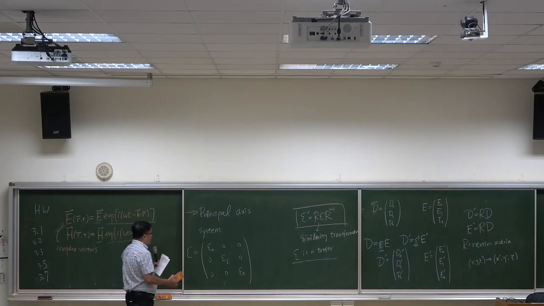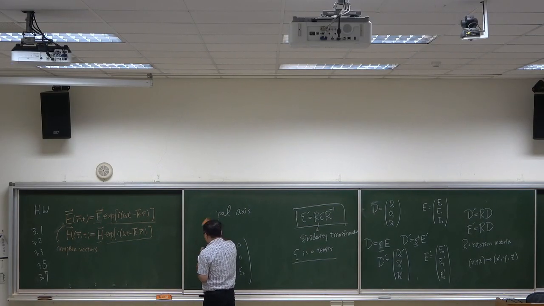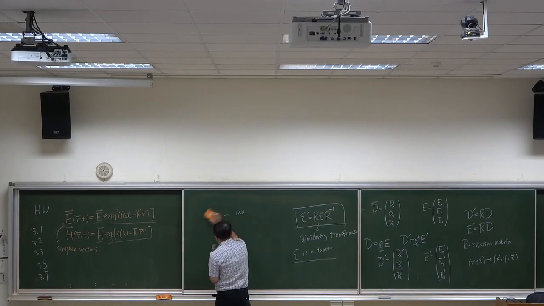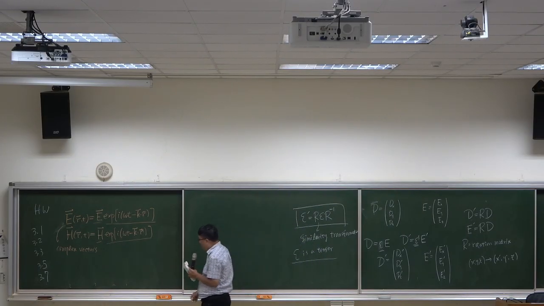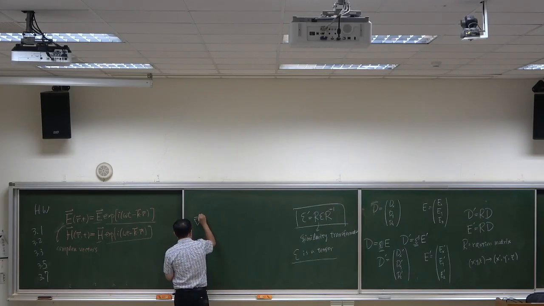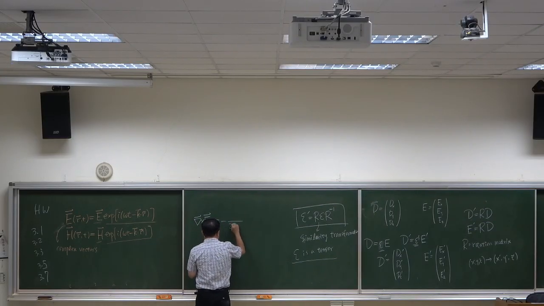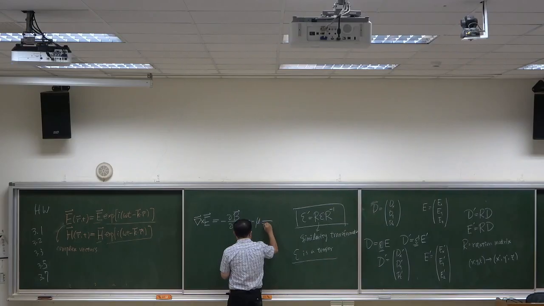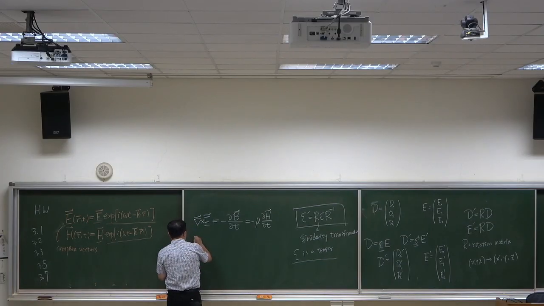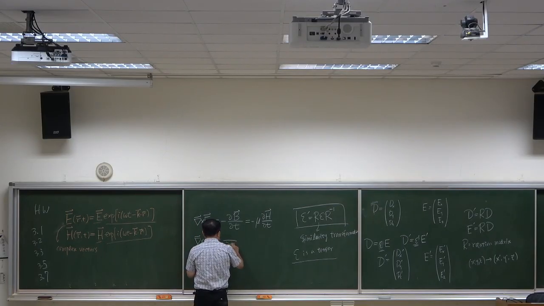So now we use the Maxwell equations to study the behavior of the electromagnetic wave. We know that these two equations are most important. The first is the Faraday induction law, which can be written as curl E equals minus mu partial H partial t. And Ampere's law without current density.